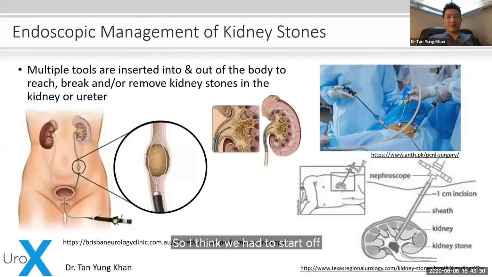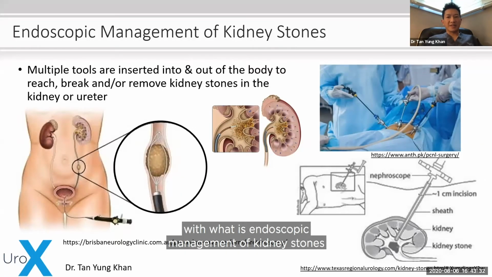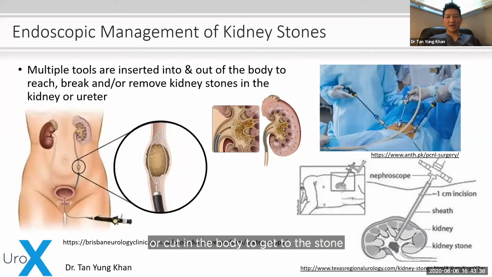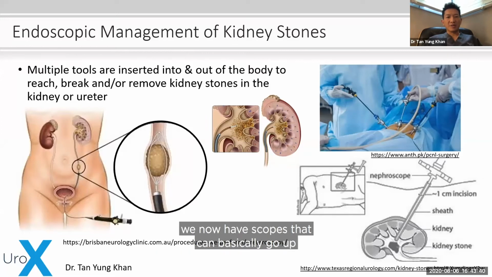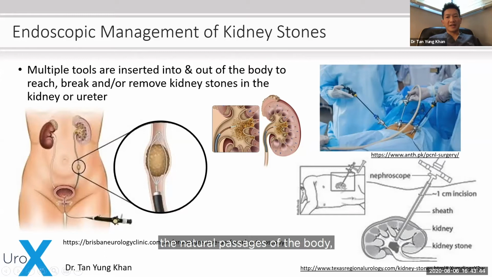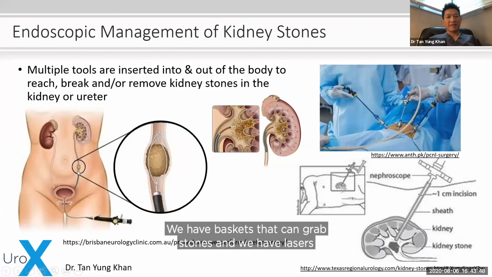So I think we have to start off with what is endoscopic management of kidney stones. And this basically describes a way of treatment of stones where rather than in the past we make an incision or cut in the body to get to the stone, we now have scopes that can basically go up the natural passages of the body, i.e. the urinary tract, to the stone. We have baskets that can grab stones, and we have lasers that are able to fragment stones into small pieces.